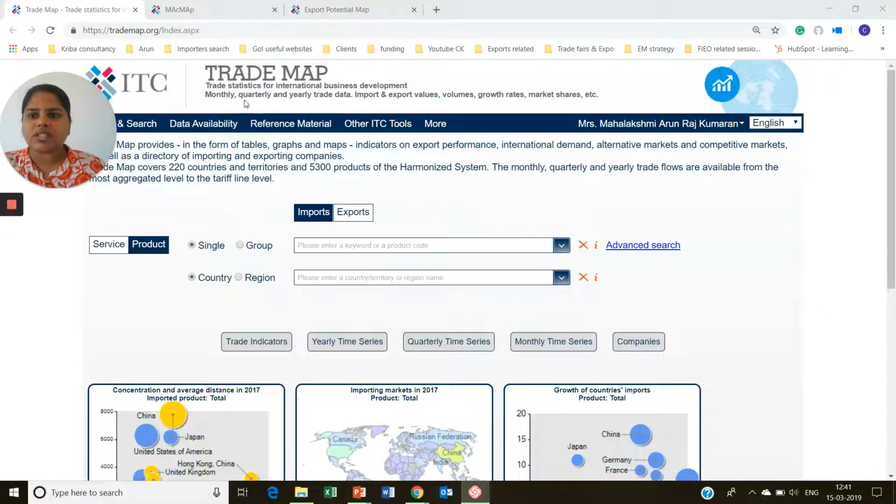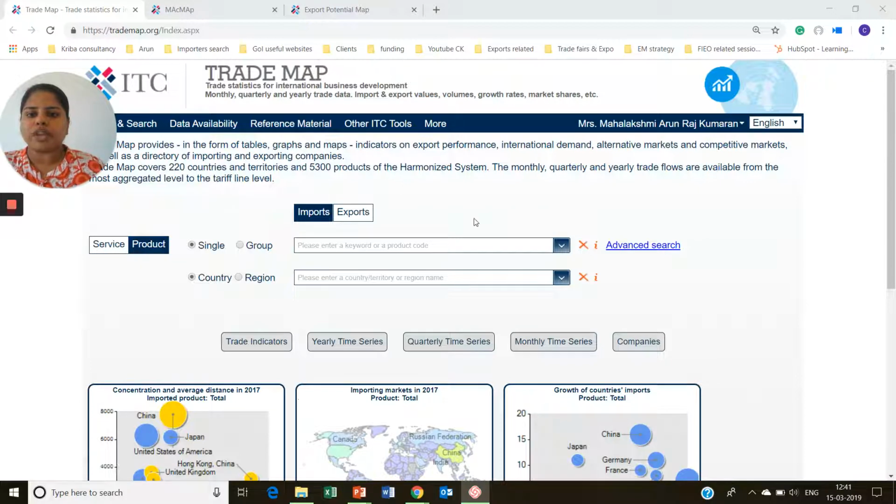So the first one is trademap.org. This is a trade statistics website which has monthly, quarterly, and yearly trade data: import and export values, volumes, and growth rates, and this is free to use. You can register on this website using your email ID and password, like how we do on any other portal. Here we can see there are two options: imports and exports, services and products.